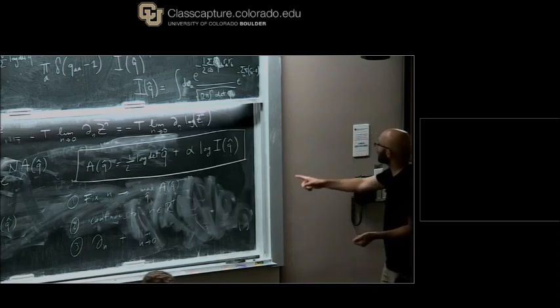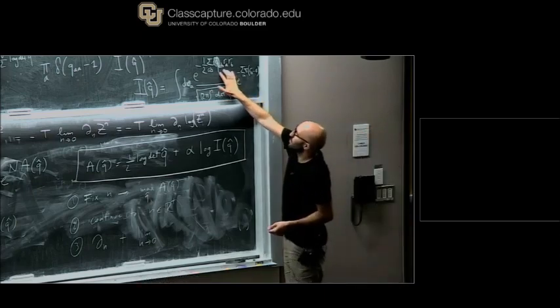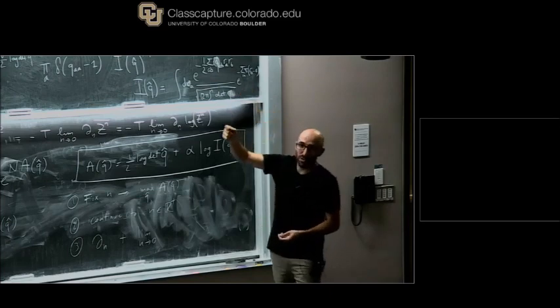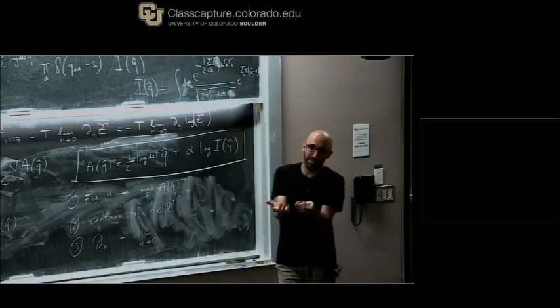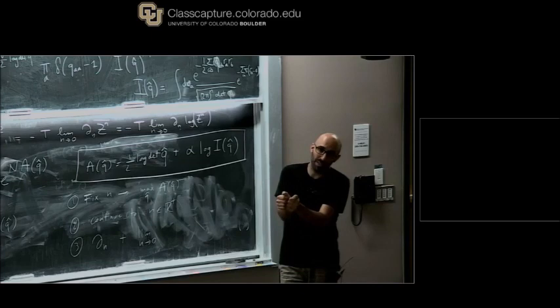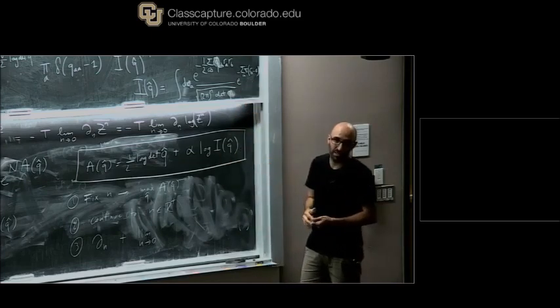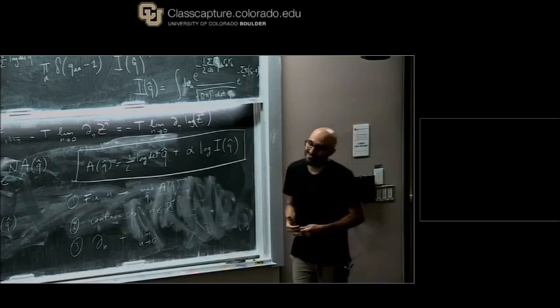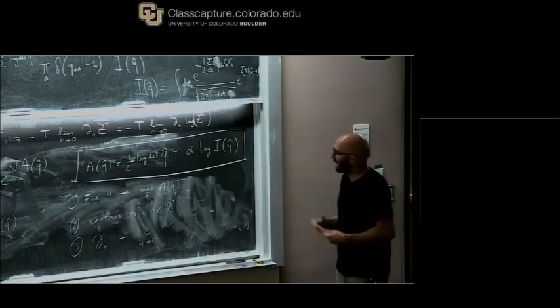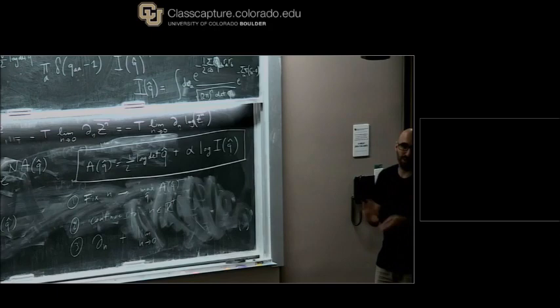Yes, the replicas interfere, because when I did the average over the disorder, since all the replicas have the same disorder, I get a coupling between the replicas. I get this term I of Q that is coupling the replicas. Federico, I will come back to that, but for the moment just take it as a calculational tool.